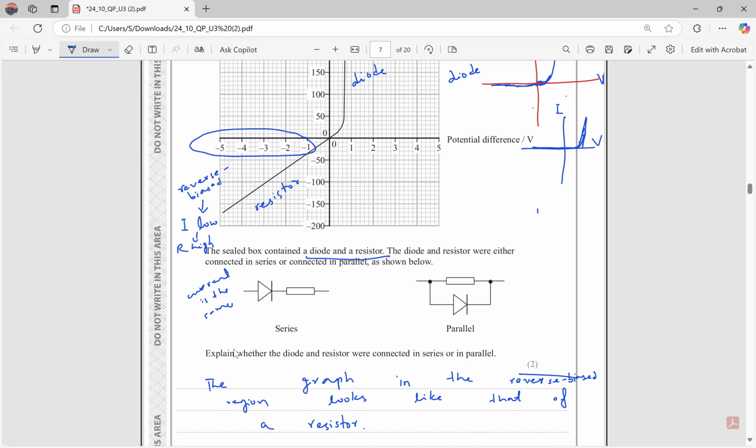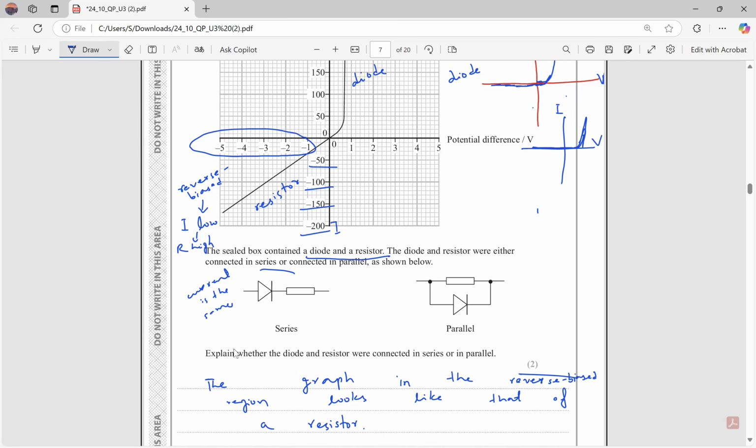But in the reverse biased part here, there is current flowing. Look at the values of current. It's minus 50, minus 100, minus 150, minus 200 milliamps. The current is increasing, and it's negative just because of the reverse bias. So what does that tell you? The current is increasing, so the reverse biased behavior of the diode is not dominant here. It's the resistor that's working.